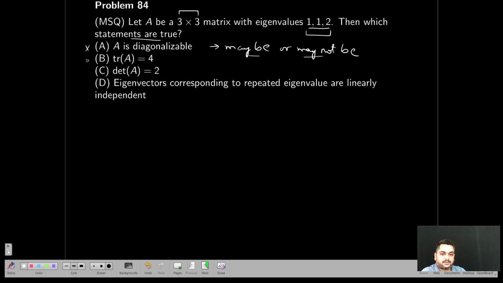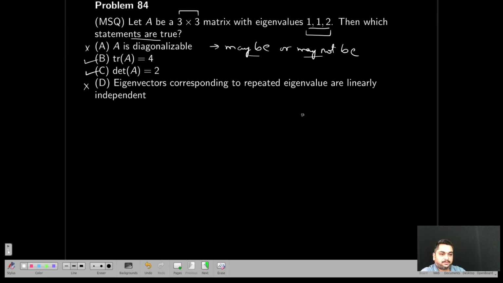Trace of A is equal to the sum of eigenvalues, that is true. Determinant is the product of eigenvalues, true. Next, eigenvectors corresponding to a repeated eigenvalue are linearly independent. This may not be true.